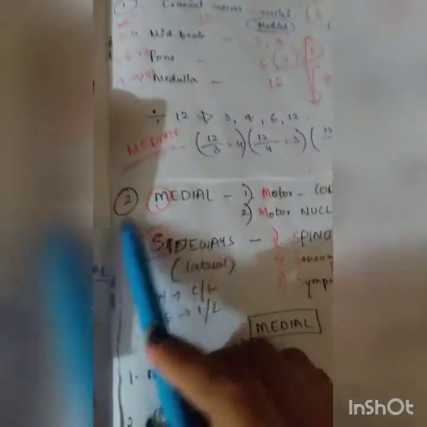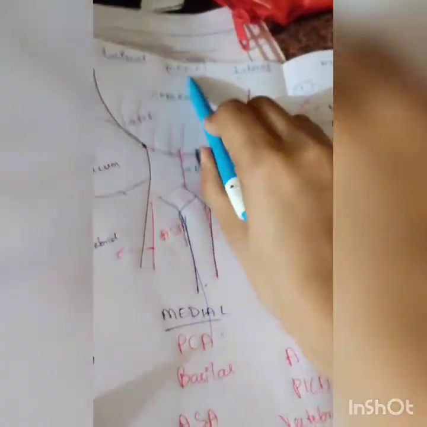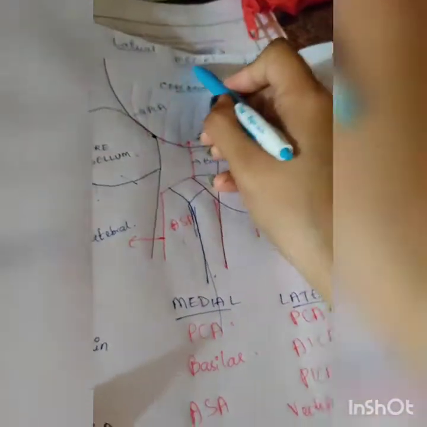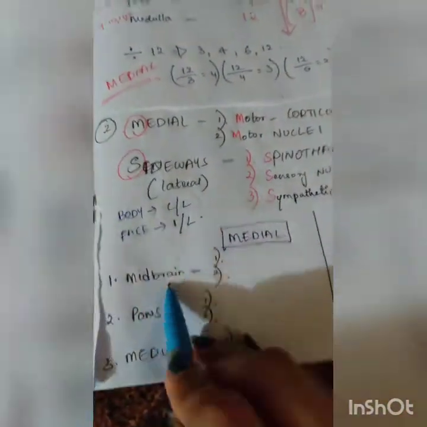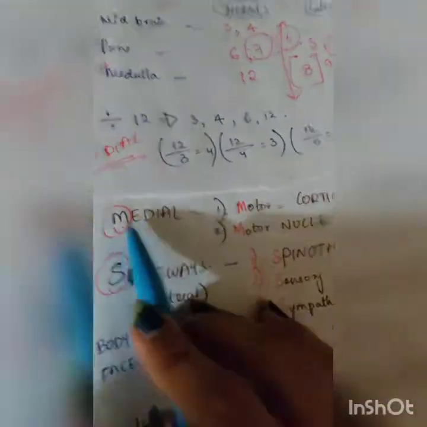Okay, so now let's look at the second mnemonic. The second mnemonic is about what happens when there is a lesion. Lesion means any kind of damage. What happens when there is a lesion on the medial side, and what happens when there is a lesion on the lateral side. Whenever there is a lesion anywhere, midbrain, pons, medulla, on the medial side, two M's are affected.